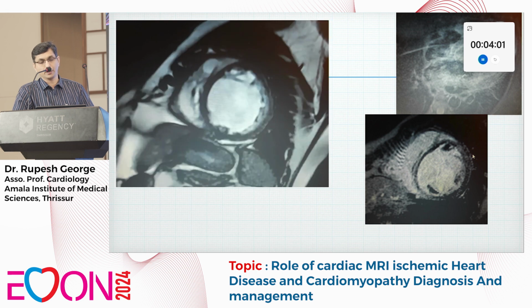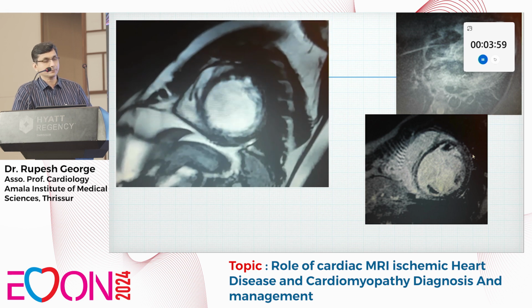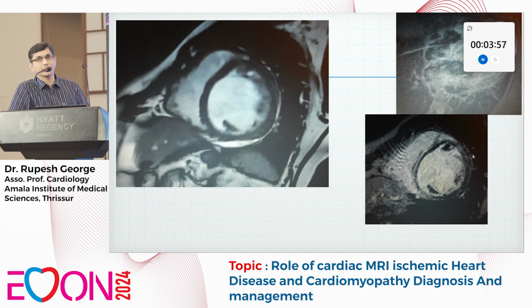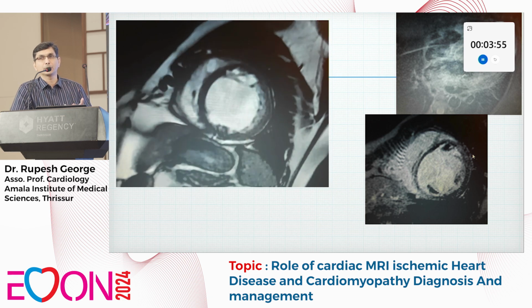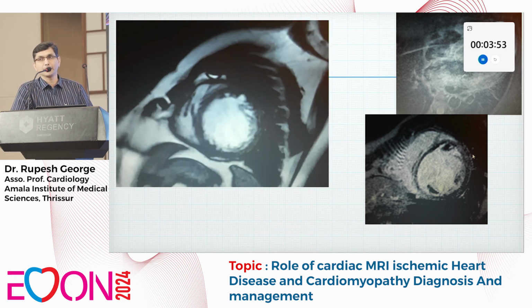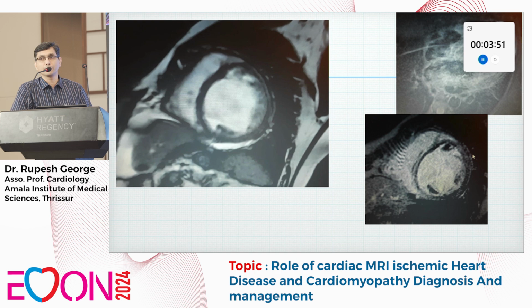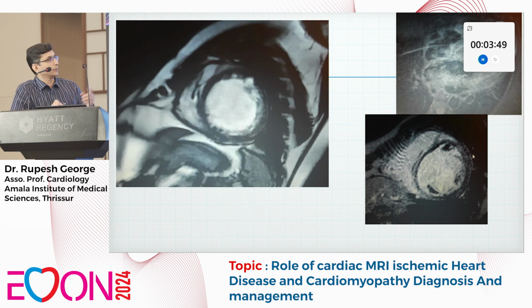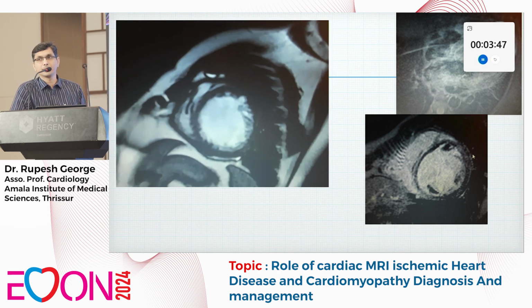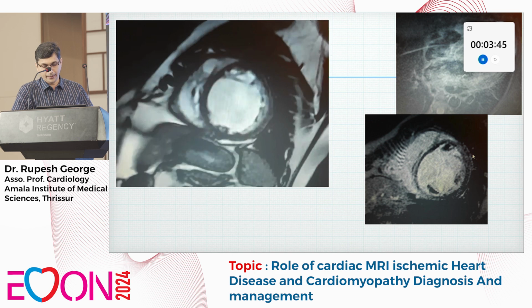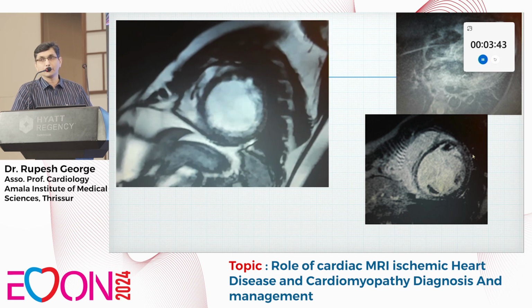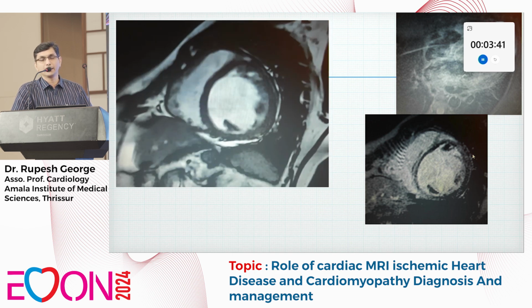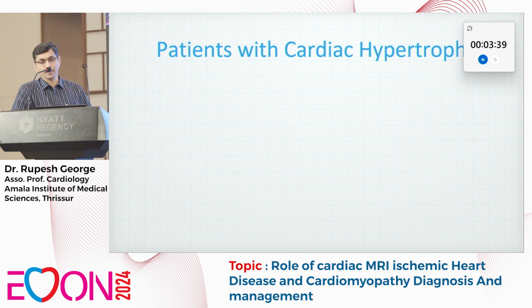So this is where there is severe LV dysfunction, and on the right-hand side is a T2 weighted image which shows increased enhancement, suggestive of edema. In the T1 weighted image in the lower right, you can see mid-myocardial enhancement, suggestive of edema and injury, which is a sign of myocarditis.